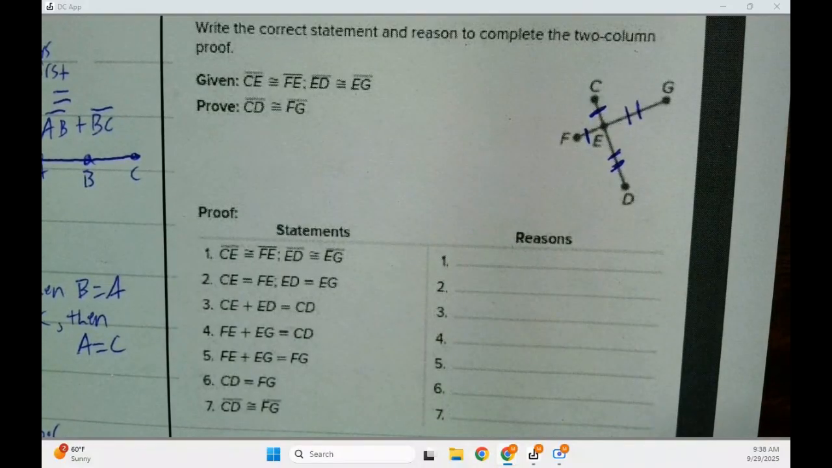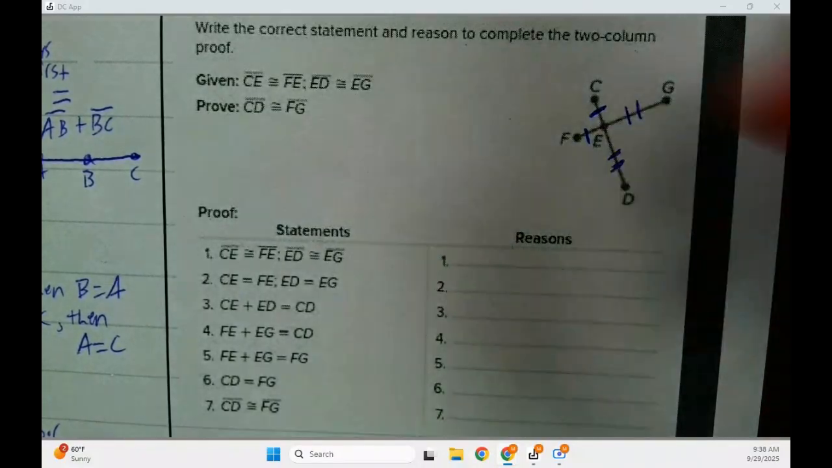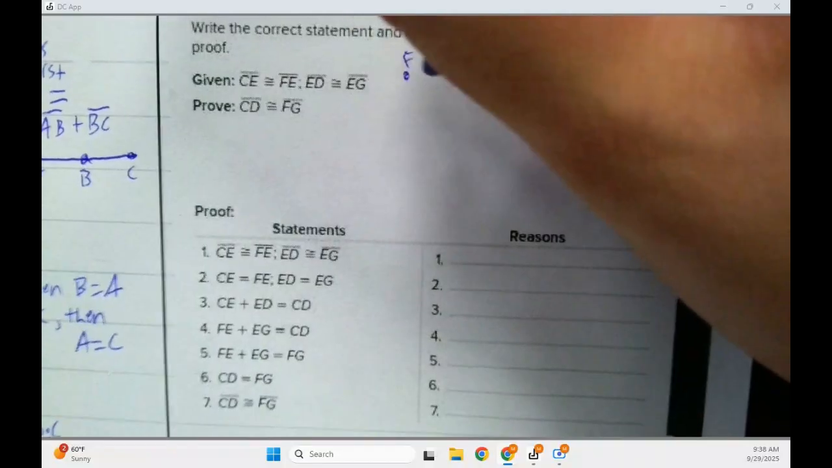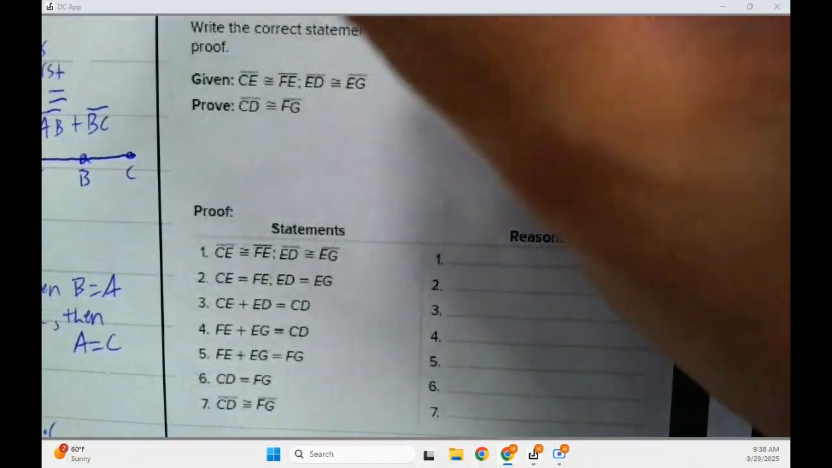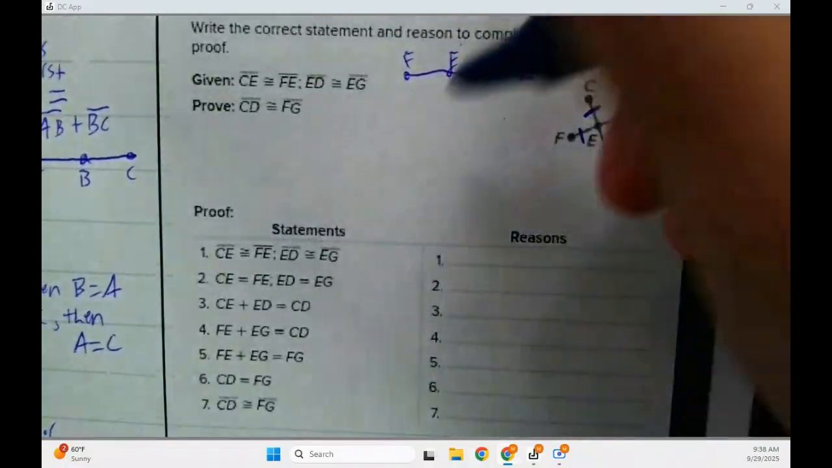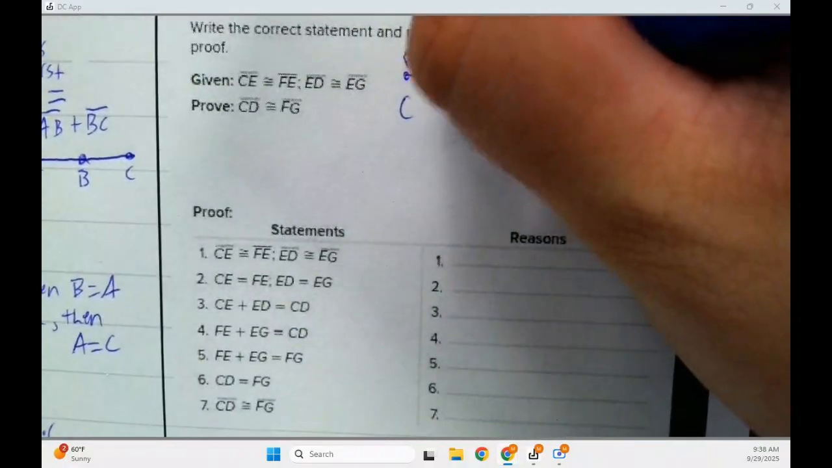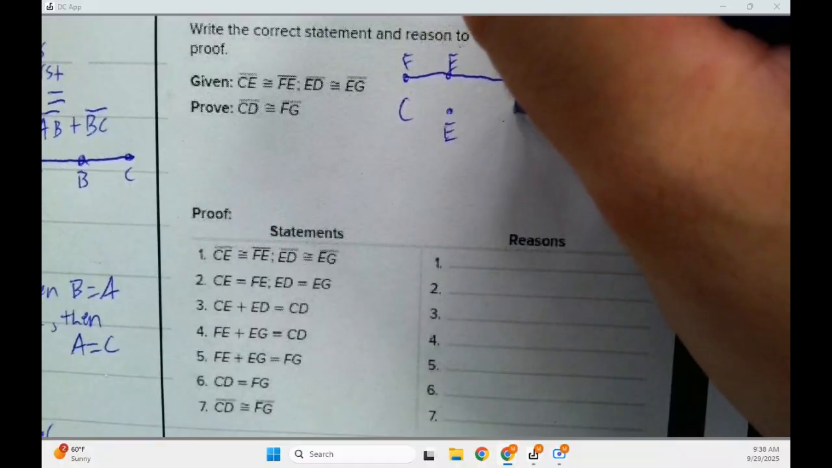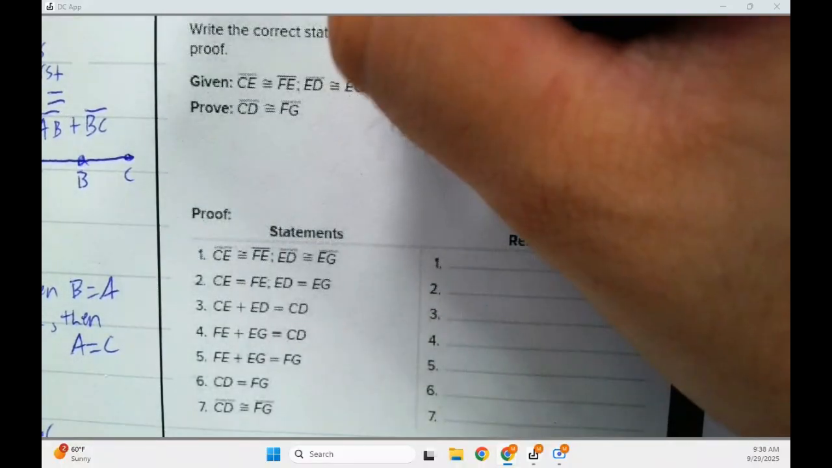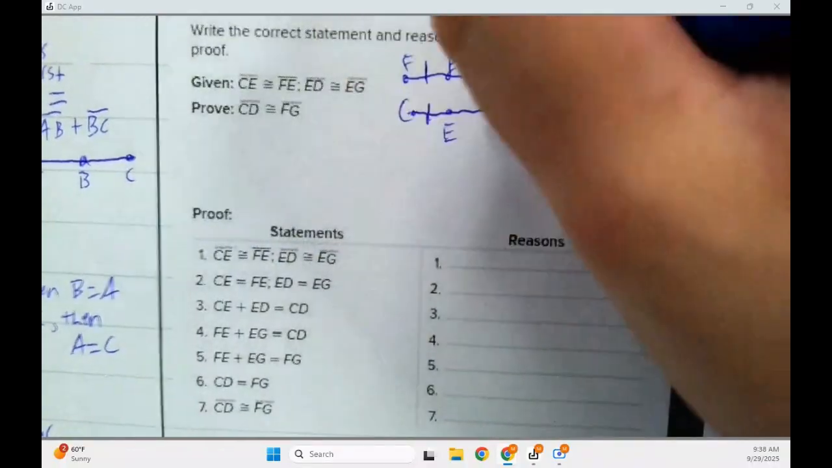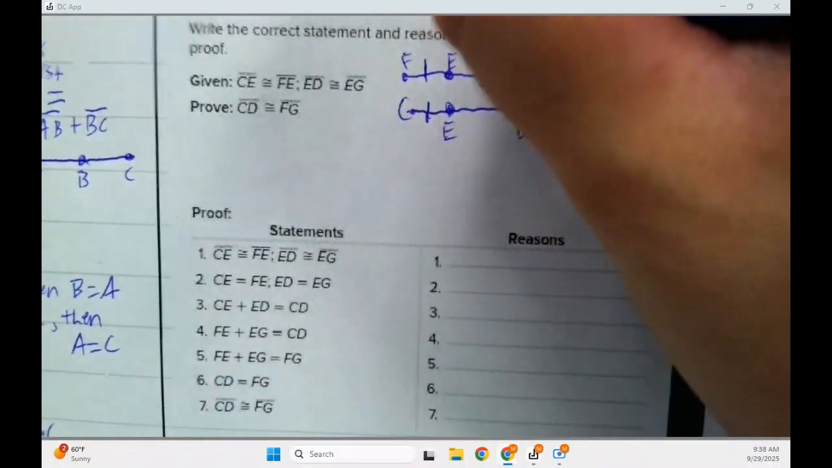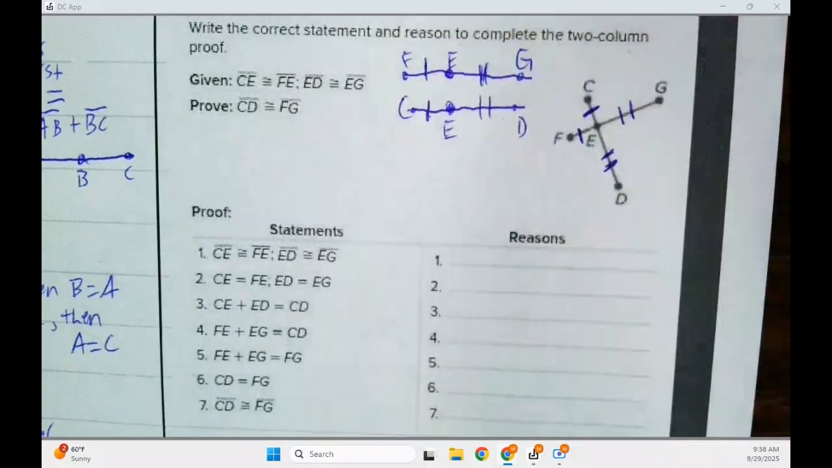So another way to rewrite this, in case it's not clear what's happening, I'm going to put F, E, and then G is all the way over here. So we have F, E, G. And then down here we have C, there's E again, and then D. All right? Something kind of like this. And we know that these two match, and we know that these two match.